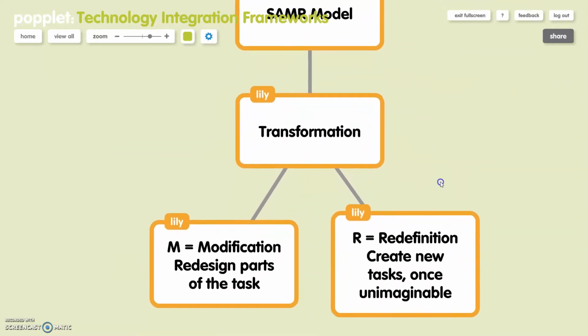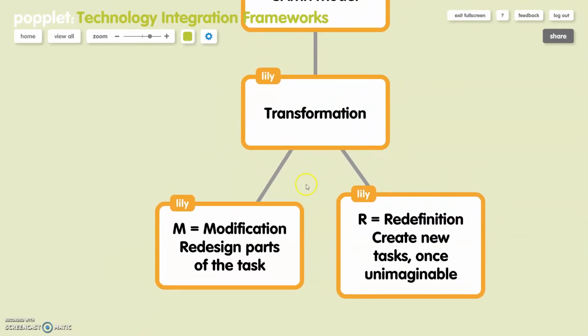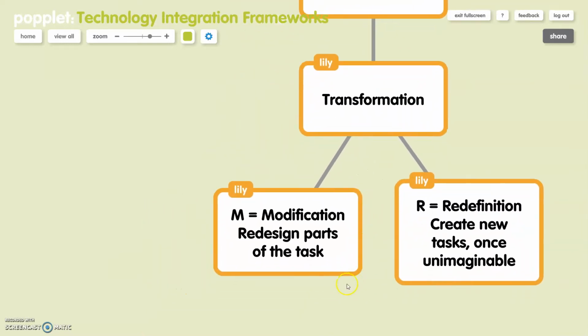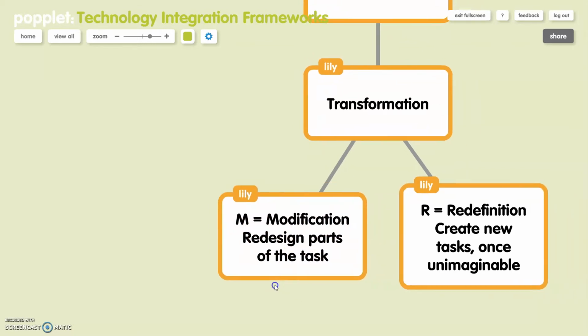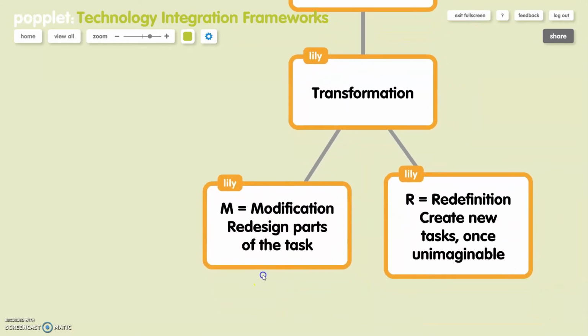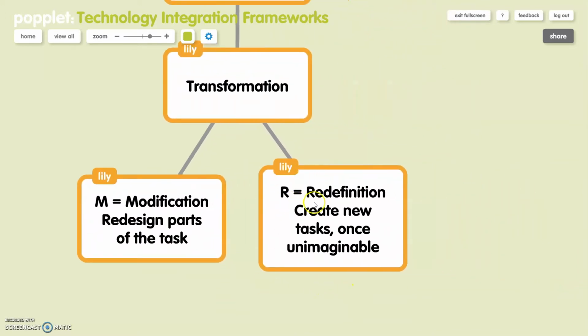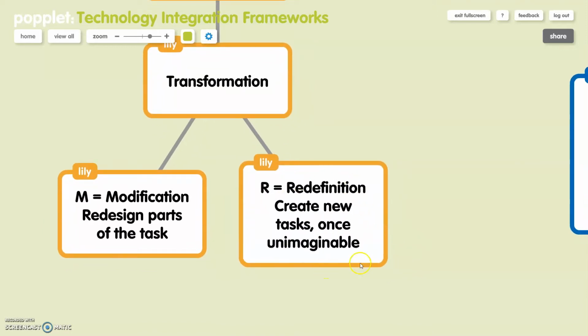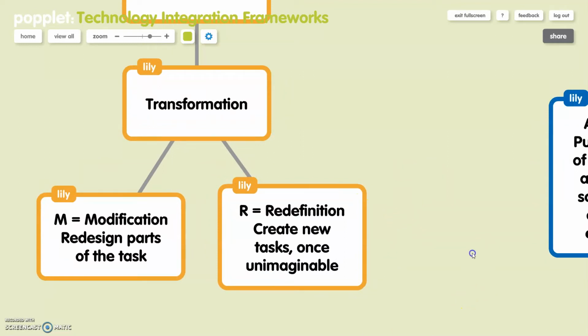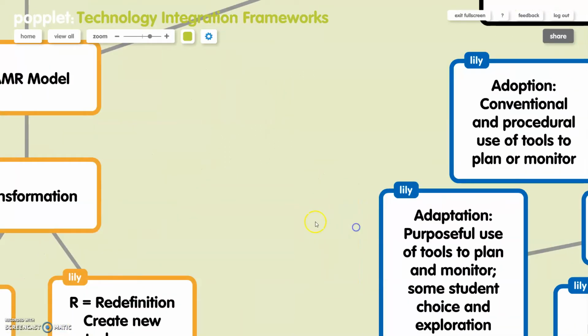And then down here is transformation. This is where things really do change and get transformed for the better. So starting with M down here is modification. So redesigning parts of the task. So basically taking the whole task and just redesigning it to better fit technology. And then R is the redefinition. So creating a whole new task once unimaginable. So something like that now would be like coding, just having kids learn to code and stuff like that. So a totally new task that at one point was just totally unable to happen.